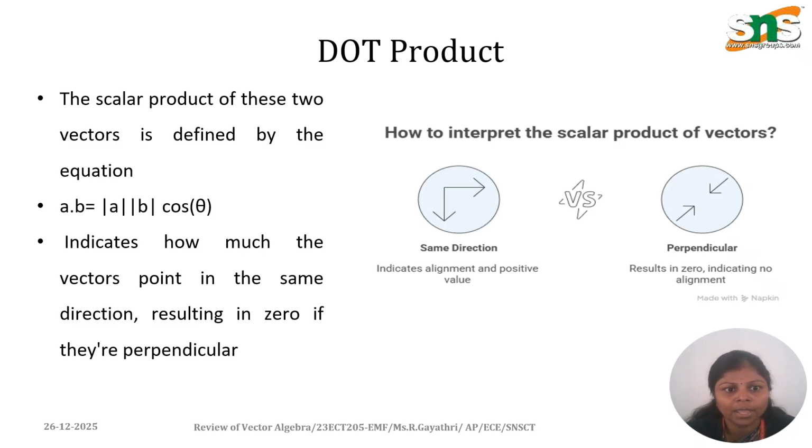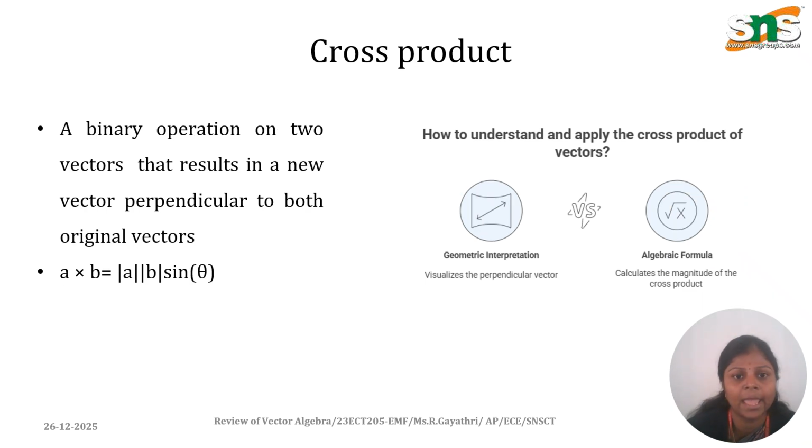Coming to the dot product, A vector dot B vector is defined with the help of the cosine angle. A dot B equals the magnitude of A times the magnitude of B times cos theta, which results in 0 if the vectors are perpendicular. Coming to the cross product, A vector cross B vector has the magnitude of A times the magnitude of B times sine theta. In the dot product, the cosine angle is used; in the cross product, the sine theta is used.